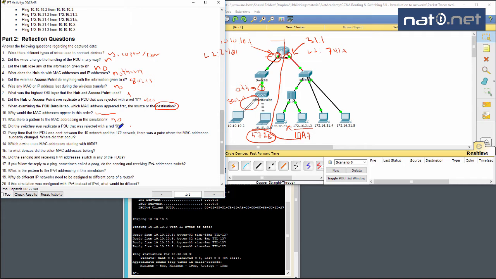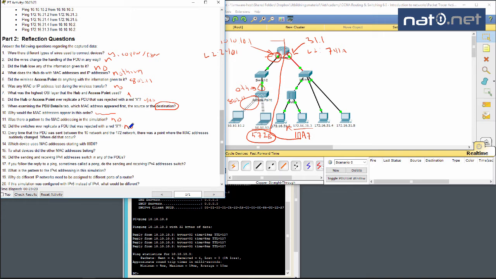Did a switch ever replicate a PDU that was rejected with a red X? I did not see a switch receiving a PDU that was rejected with a red X. I really don't understand the question. But since this switch is intelligent and smart, it does not replicate anything that is unknown or broken. So the answer to that is no. The switch is a smart device.